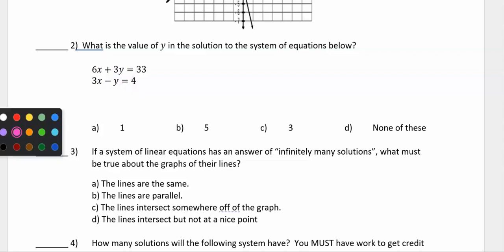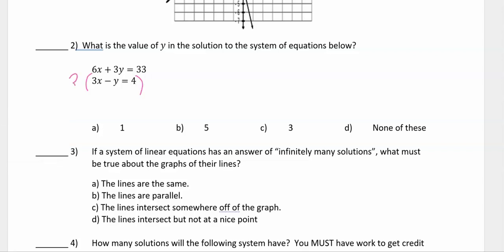So we'll worry about the y part later. Let's go ahead and get it set up to solve. I want to change this bottom equation. To do that, I can multiply it by something. I'm going to multiply it by 3, so that y term turns into -3. All right, you got to multiply everything though. So that would be 9x minus 3y equals 12.